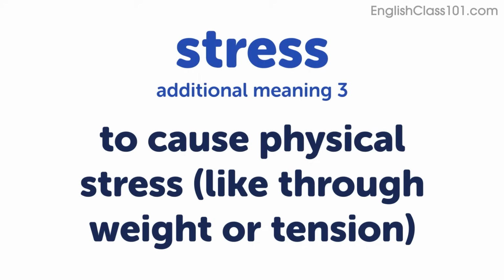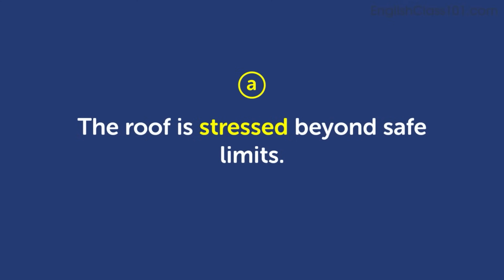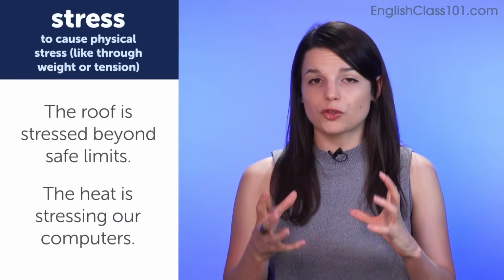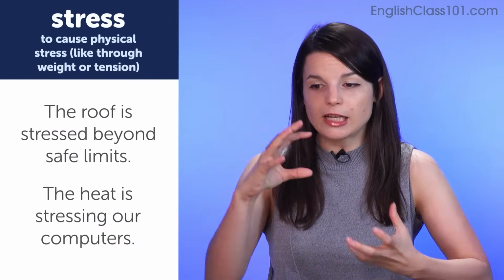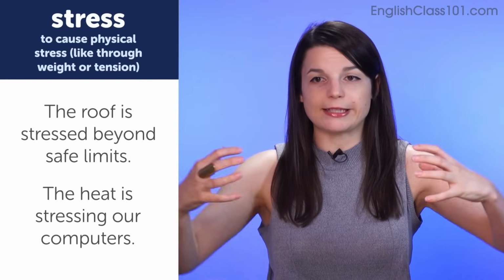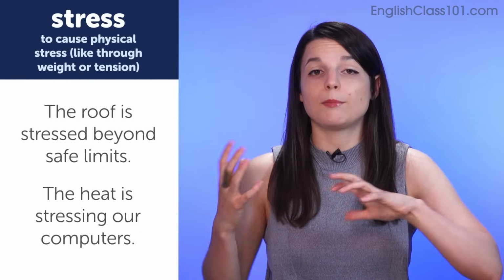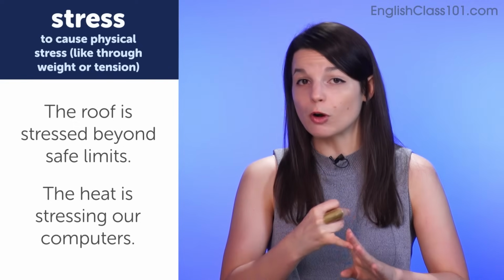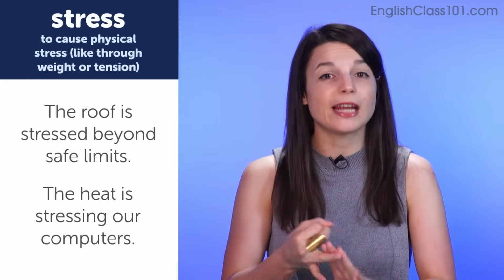The third additional meaning is to cause physical stress, like through weight or tension. Some examples. The roof is stressed beyond safe limits. The heat is stressing our computers. So this use of stress refers to some kind of weight or some kind of tension, some kind of pressure being put on an object that maybe makes it difficult to perform correctly. It maybe makes it dangerous.